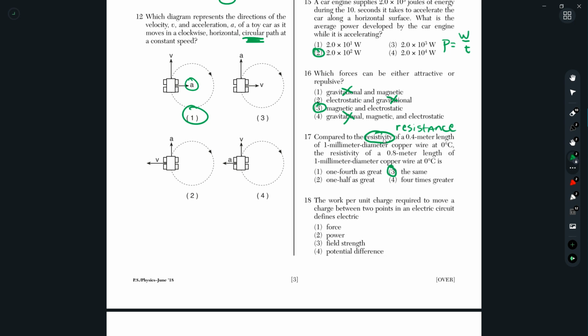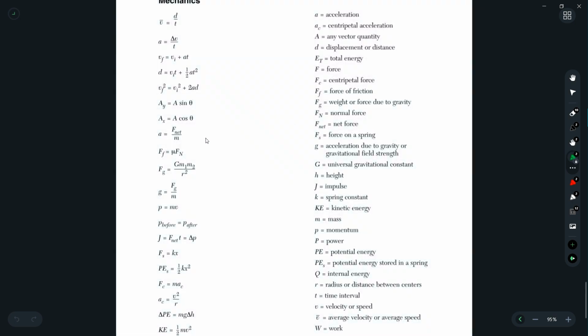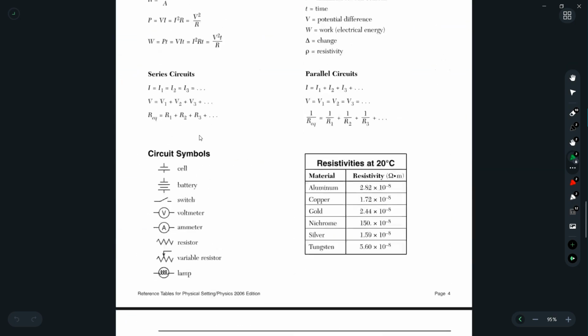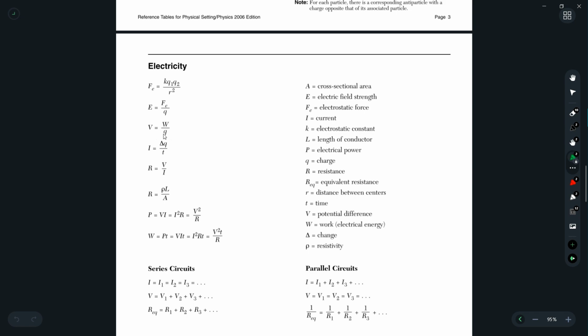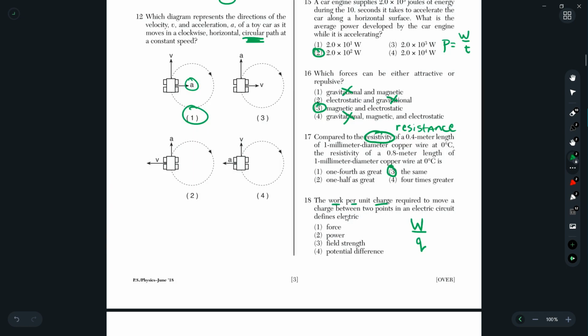All right. Work per charge. That's work divided by charge. That is V, which is the potential difference. That's choice 4. Work per charge. Work divided by charge. Work over charge. All right, it's a definition question.